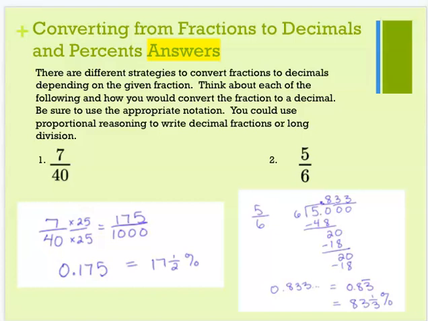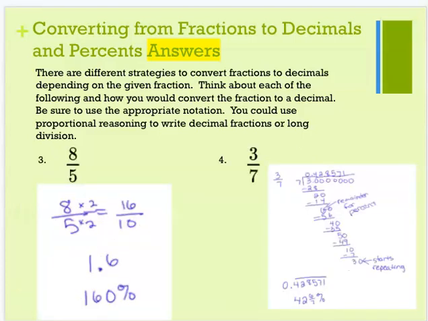Number 2 was 5/6. I cannot easily make the denominator of 6 a power of 10, so I just did long division on this one. So I got a decimal point, an 8, and then my 3 repeated. So I wrote my decimal as 0, a decimal point, an 8 in the 10th spot, a 3 in the 100th spot with the line only over the 3. Again, we'll talk about it soon. How do I change that decimal to a percent? It would be 83 1/3%.